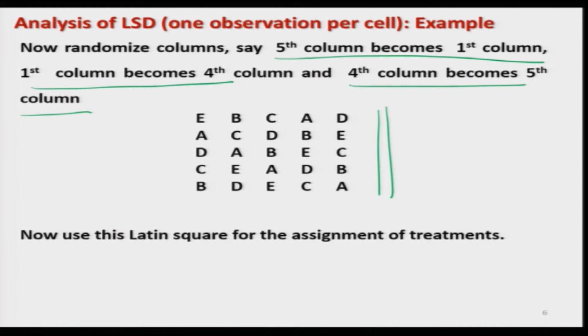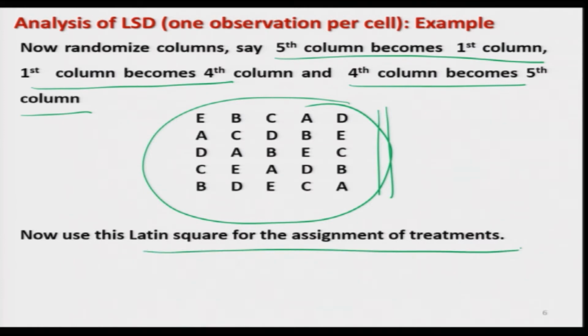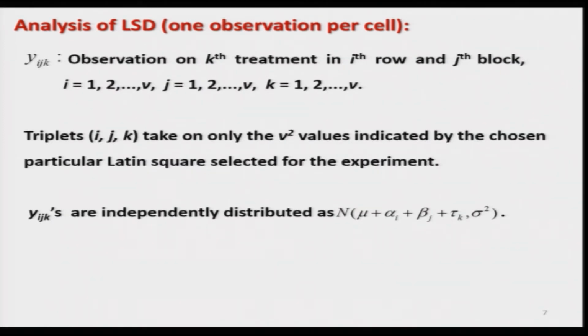Right. Before you did all these operations, you had absolutely no idea what Latin square you were going to get, and now you have a Latin square in which you didn't know which alphabet was going to be at what place, what address. Now you can use this Latin square for the assignment of treatments, and we can obtain the observations on it without any problem. You can see this is pretty simple.